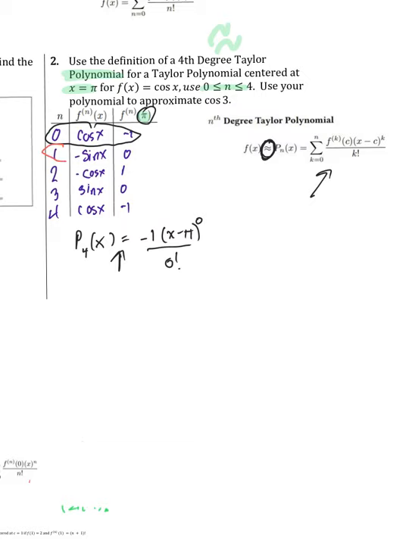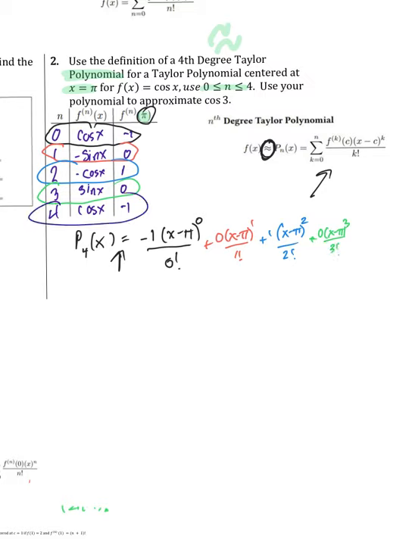So our second term, our 1st degree term, is going to be plus 0 times x minus pi to the first power over 1 factorial plus 1 times x minus pi squared over 2 factorial plus 0 times x minus pi to the third over 3 factorial. And lastly, minus 1 times x minus pi to the fourth power over 4 factorial.